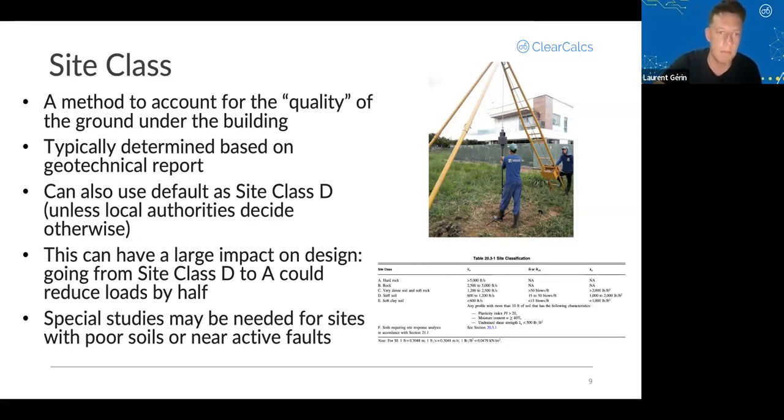This can have a pretty big impact on design. So if, say, you're using default site class D, but actually you could justify that you're building this on hard rock, your seismic loads could actually go down by half in some cases.